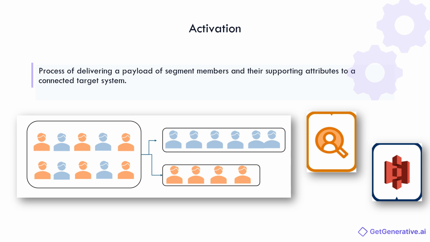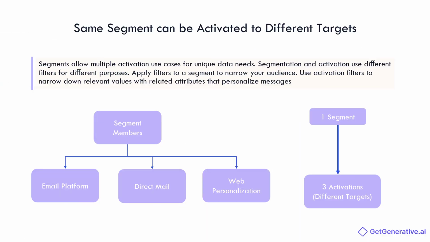But once you have segmented the data, the next natural progression is that this segmented data should go out to the external systems, or within Salesforce, to take an action on it. Now, your same segment can be activated to different targets. You have to create a segment once, and you can activate it at multiple locations. So your one segment can have 1 or more activations, and they can be different targets.